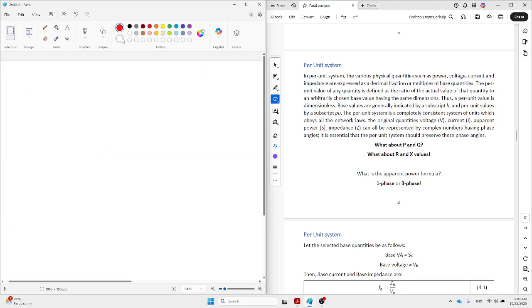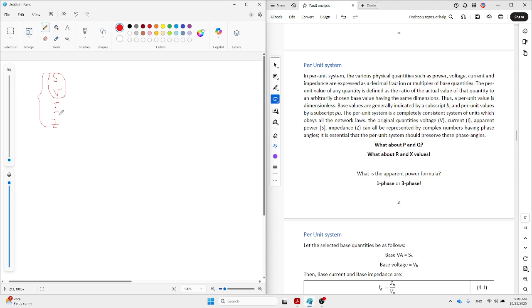Okay, for the per unit system, we should know in power system we have four major quantities, which are S, V, I, and Z. So if you know two of these, the other two can be predicted. Mostly in the power system, S and V are given to you, so easily you can find out the I and Z.